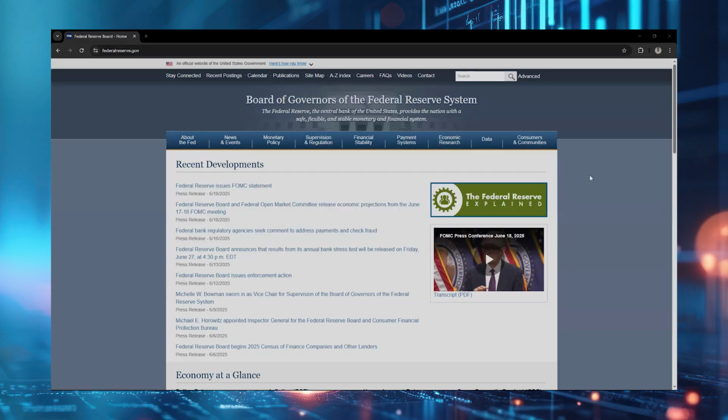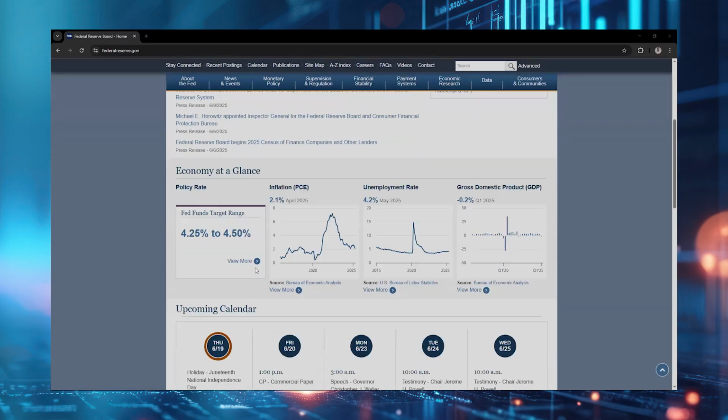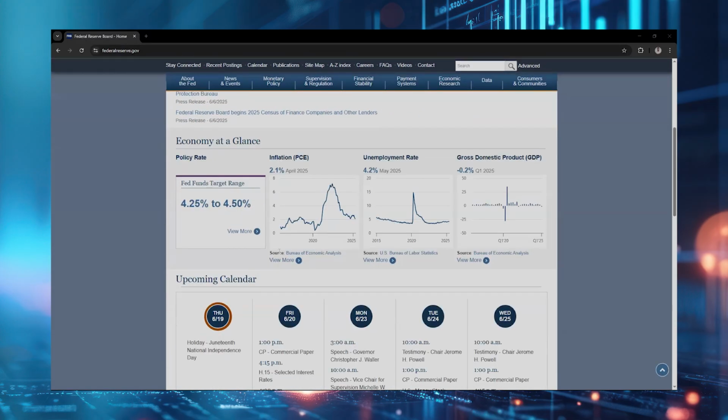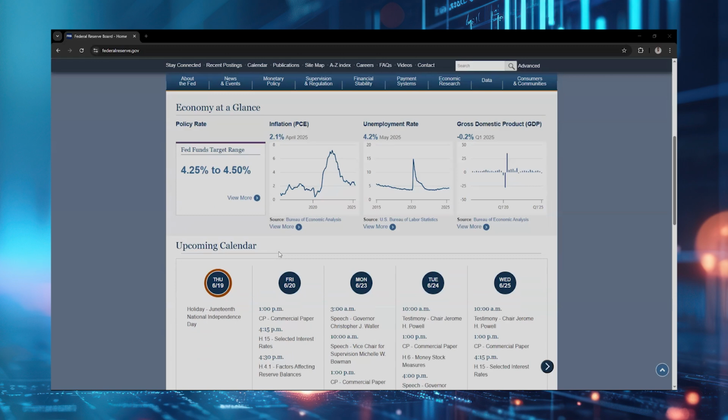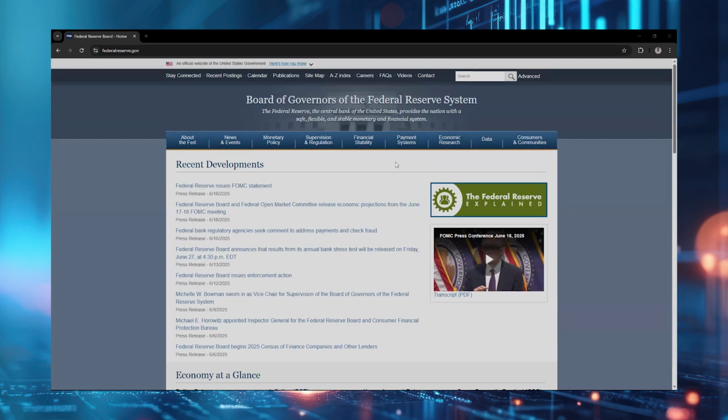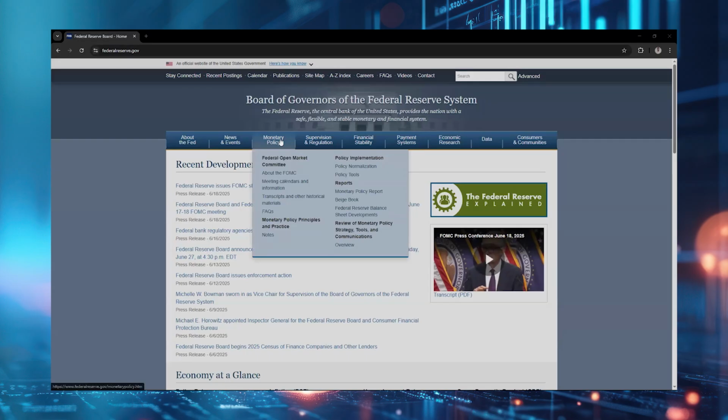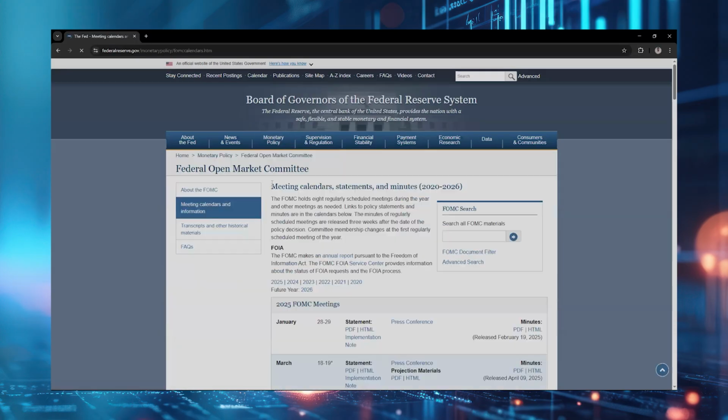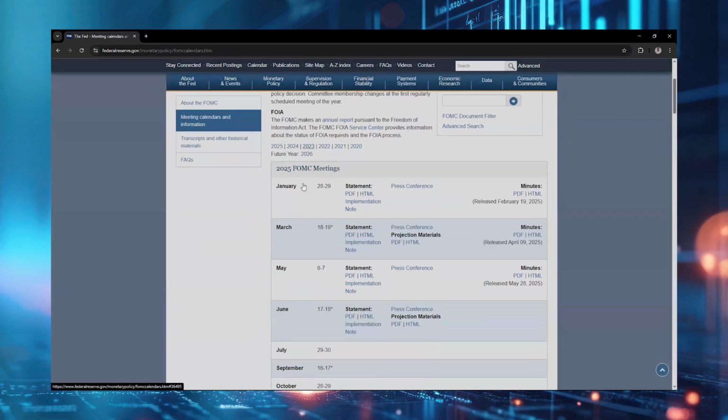of options. It's pretty cool, actually, for those who are not too familiar with central banks to come and have a read. There are always those cool stats, and there's always the upcoming calendar as well that you can have a look at. But for today, that's not what we're going to be looking at. So if you come into monetary policy, and you come into meeting calendars and information, and you click on that one, then we're going to have the calendar.